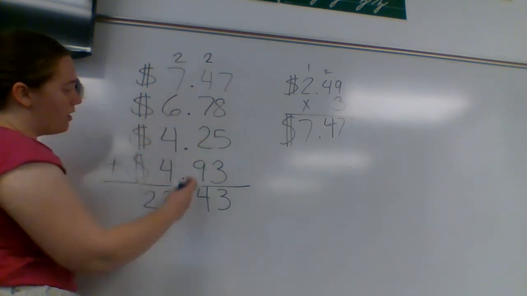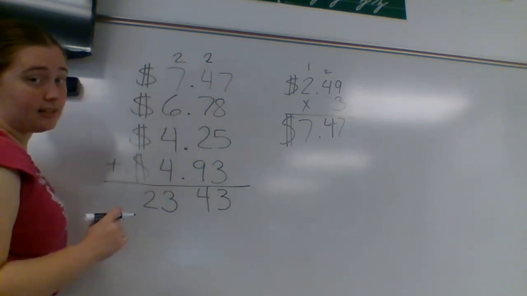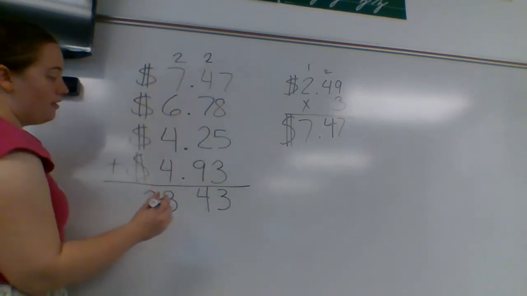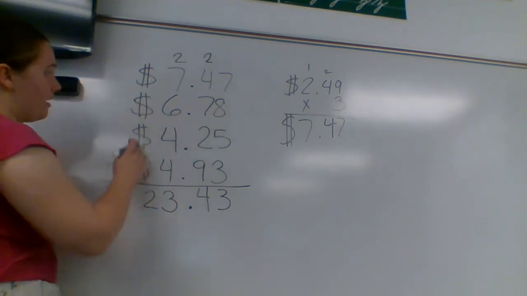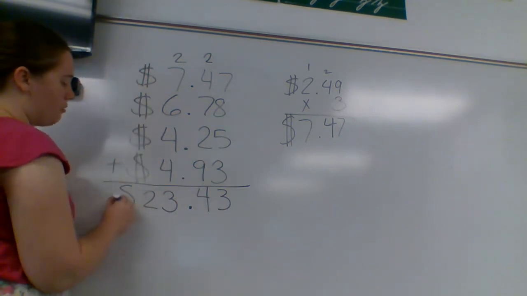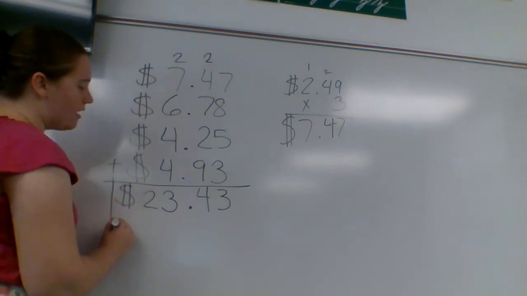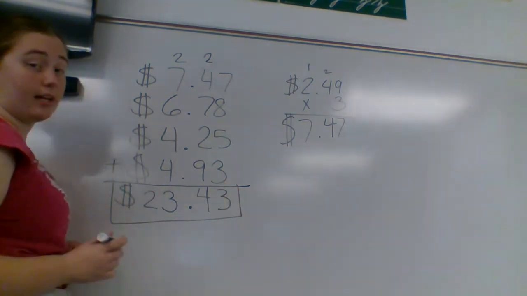I need to make sure when you're writing these, your decimal points are lined up. And I need to make sure I write my decimal point down here. And it's a dollar amount, so make sure we also write a dollar sign for that. And this should be your answer.